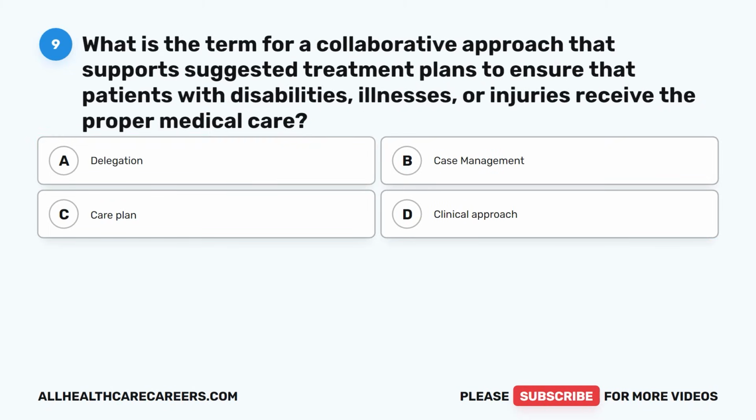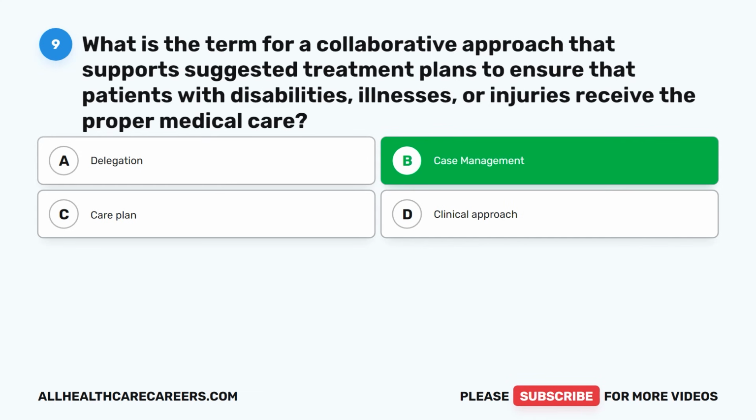Question 9. What is the term for a collaborative approach that supports suggested treatment plans to ensure that patients with disabilities, illnesses, or injuries receive the proper medical care? A. Delegation. B. Case management. C. Care plan. D. Clinical approach. The correct answer is B.